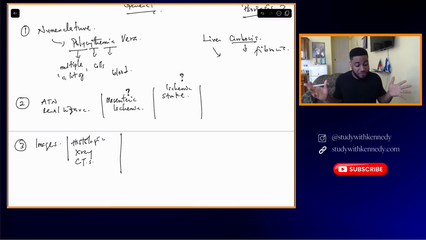I've seen a granuloma before. I know what it's like. I saw it in my Pathoma book. I saw it in my First Aid. But the one they gave us on the exam does not look like a granuloma. Okay, I'll tell you how you can deal with that.